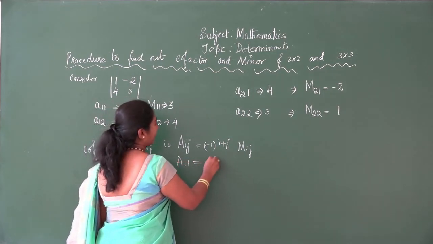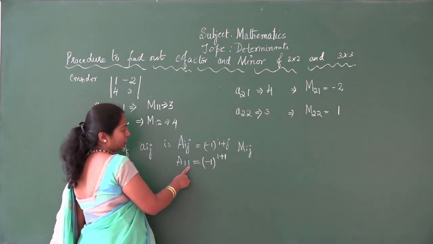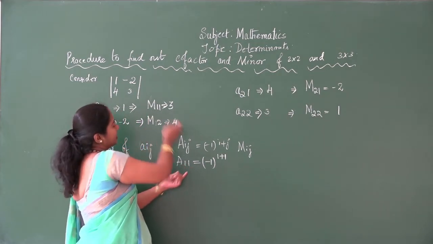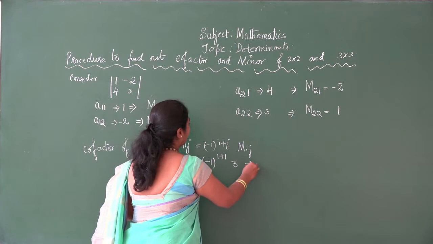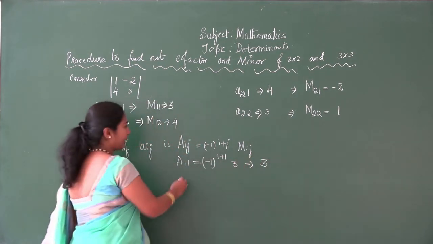A11 is given by minus 1 to the power 1 plus 1. That is ith row and jth column. Since we are speaking about 1, 1, what is the value of minor M11? That is nothing but 3. Minus 1 whole square will be 1. 1 into 3 will be 3 again.